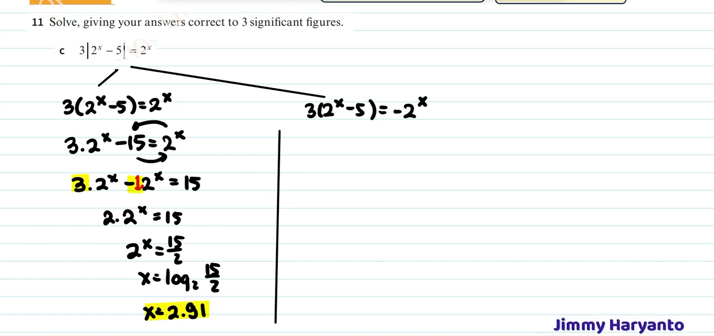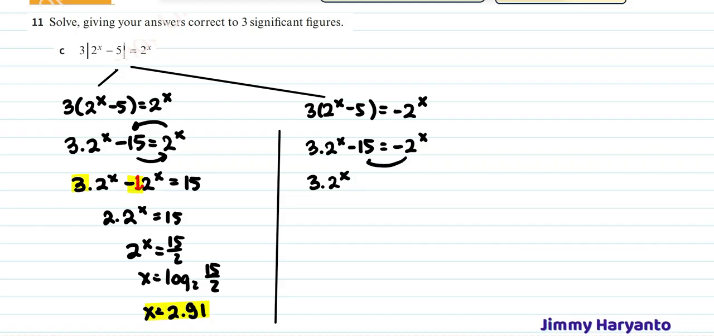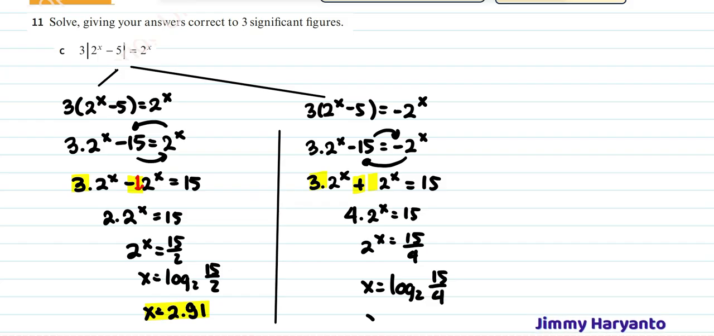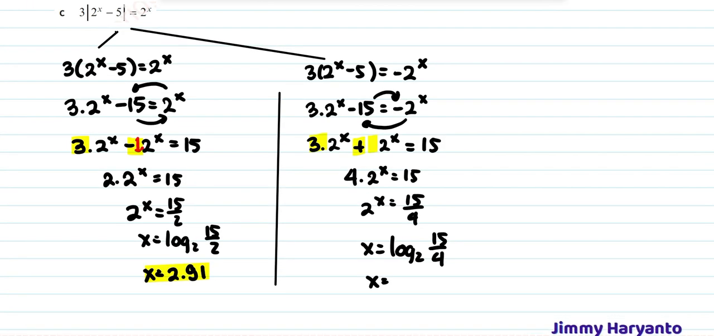And then for this one, 3 times 2 to the power of x minus 15 equals negative 2 to the power of x. 3 times 2 to the power of x, move it right there, plus 2 to the power of x equals, move it right there, you'll have 15, and then this one will become 3 plus 1 equals 4 times 2 to the power of x equals 15, so 2 to the power of x equals 15 over 4, and x equals logarithm 2 of 15 over 4, x equals 1.91.